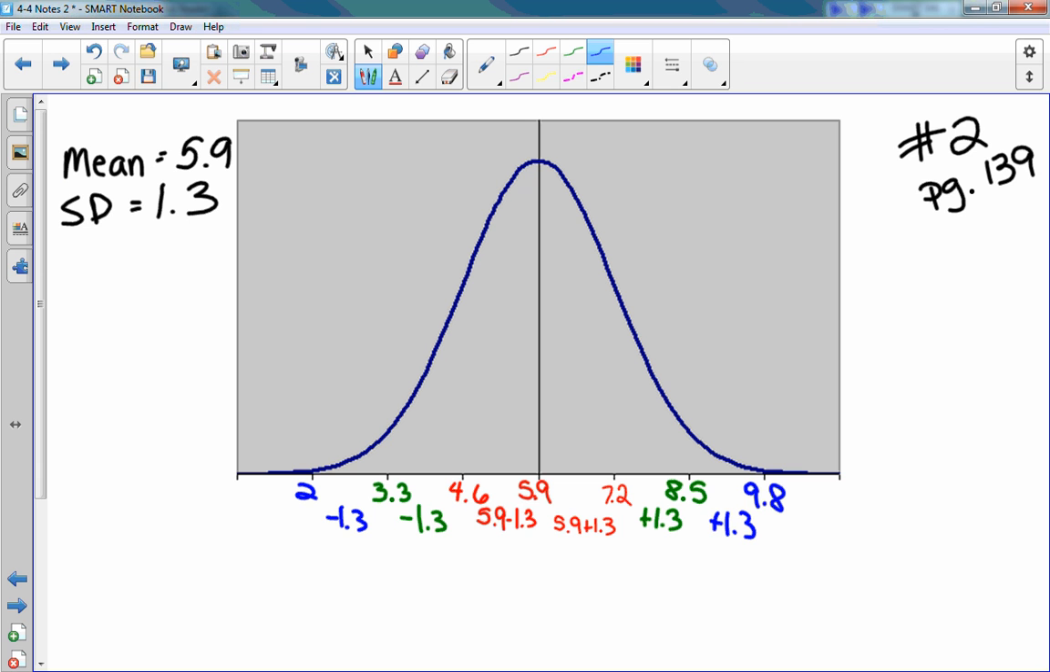Does everybody understand where I'm getting those numbers on the normal curve? It's just 1 standard deviation, 2 standard deviations, and 3 standard deviations away, minus and plus. Okay, now, I don't know what this data stands for, but I am going to show you how to use it really quick. What numbers fall between 2 and 9.8? What could we be talking about here?